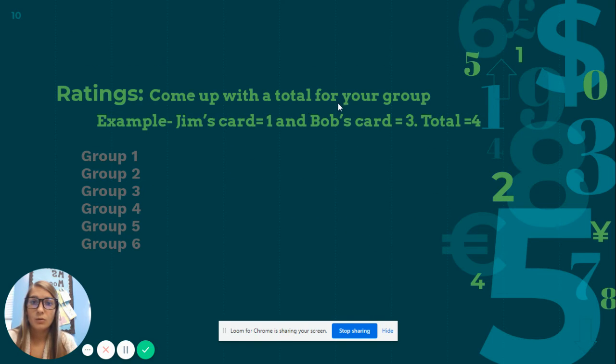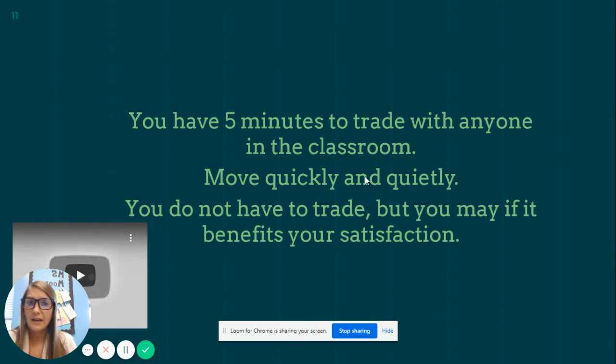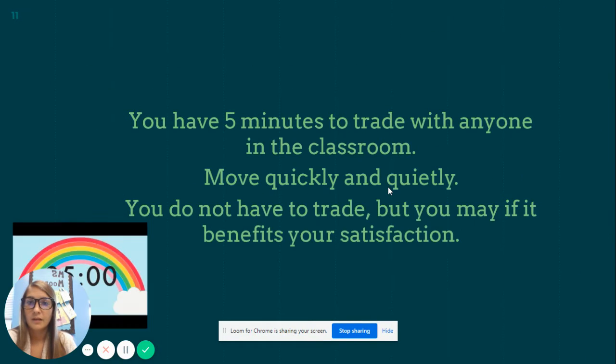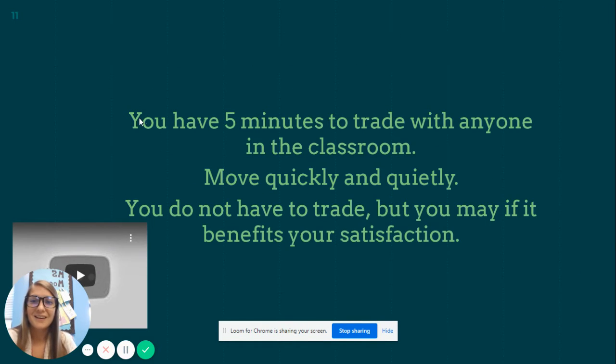Come up with a total for your group. So we're going to do this again, total it up again the same way that you did the first round. And then now it's going to be world trade, which should have had a heading, but that's okay, we'll fix it. You're going to have 5 minutes to trade with anyone in the classroom. Move quickly and quietly.